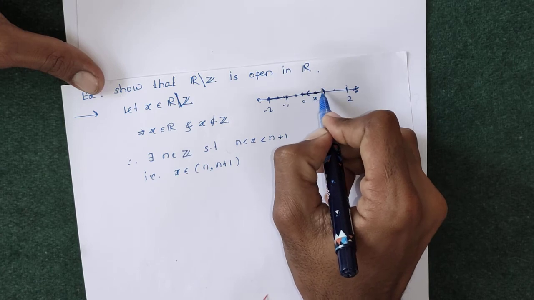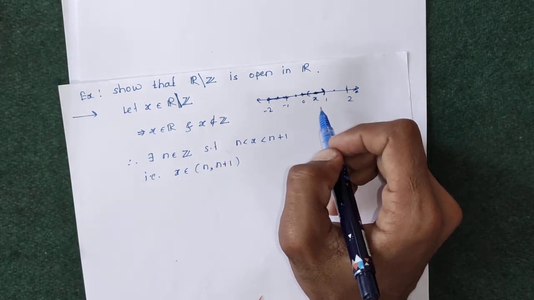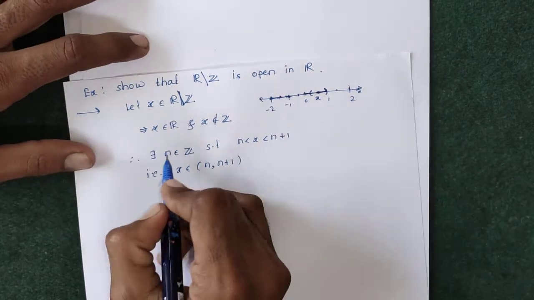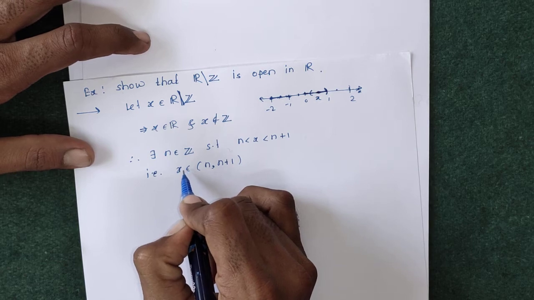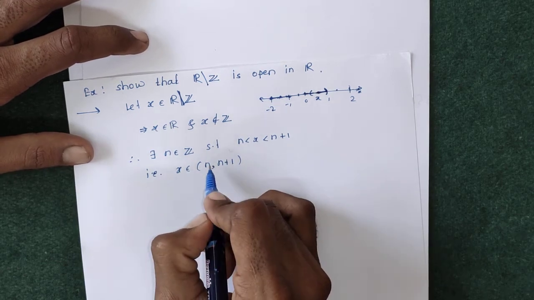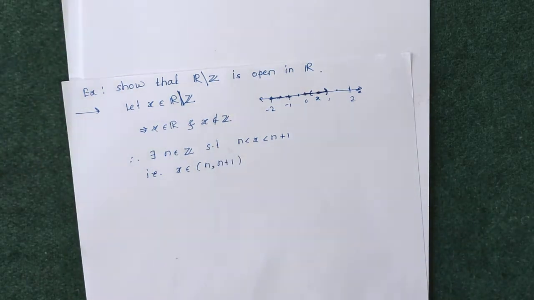So this open sphere is inside R minus Z, and after that we can say that this R minus Z is an open set. So here x is in between n and n plus 1, and if we draw the open sphere taking radius r and that open sphere lies inside this interval, then we can say that R minus Z is an open set.